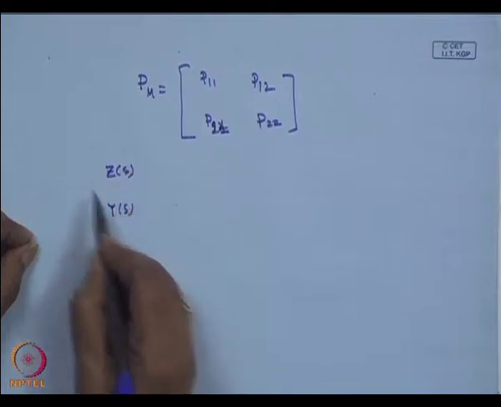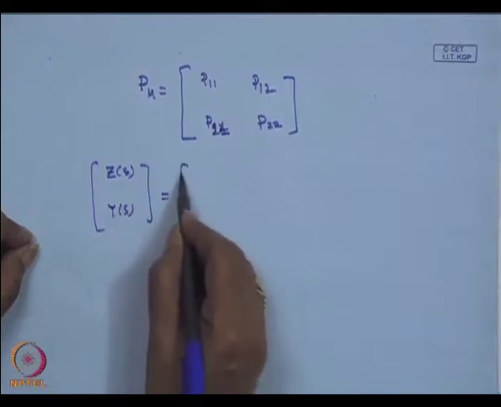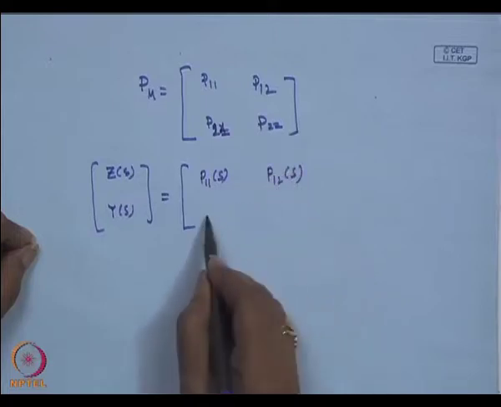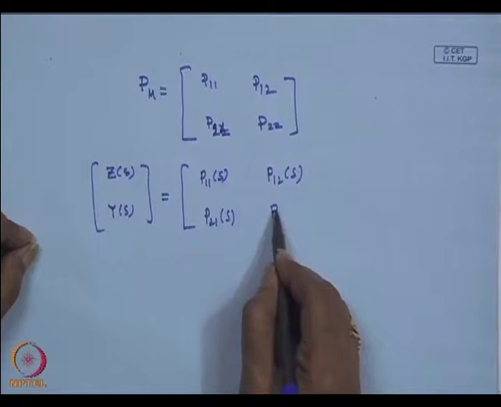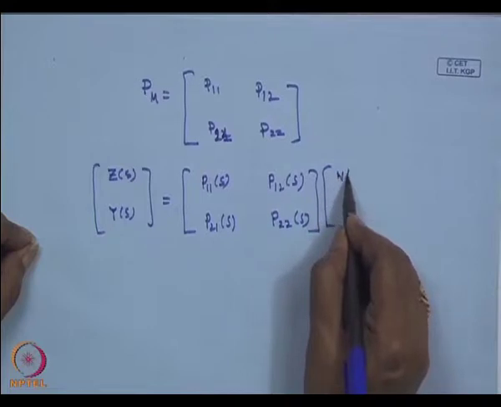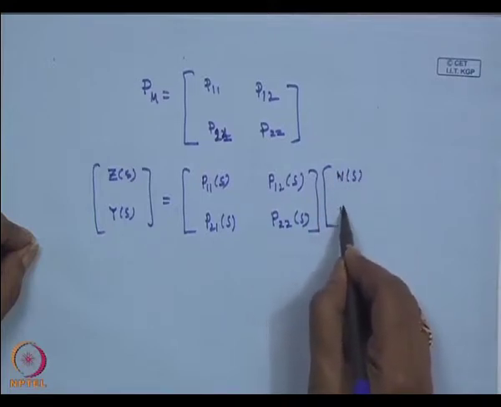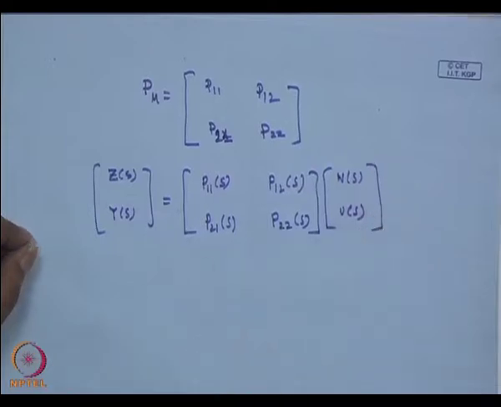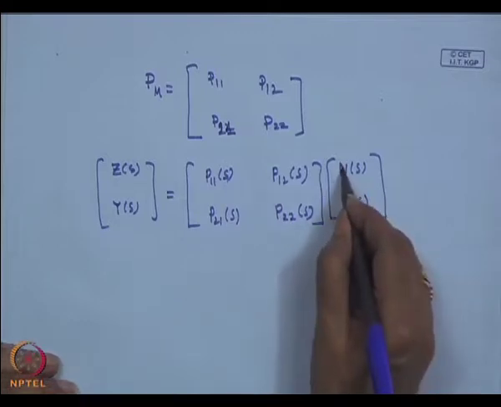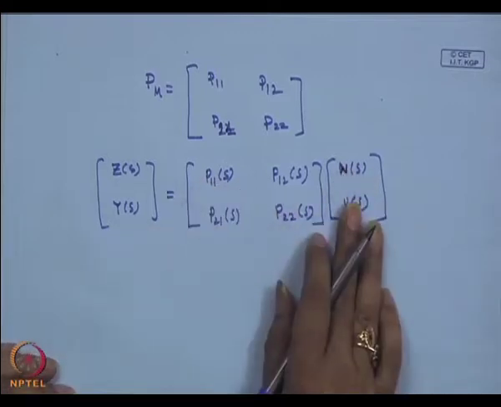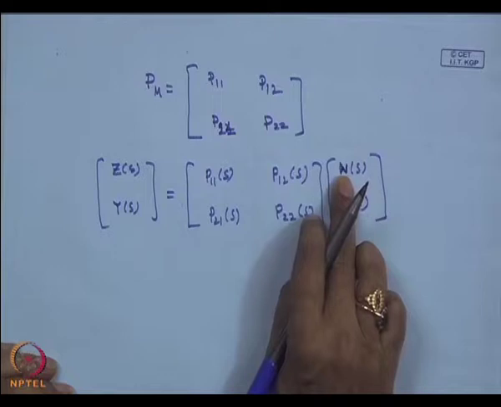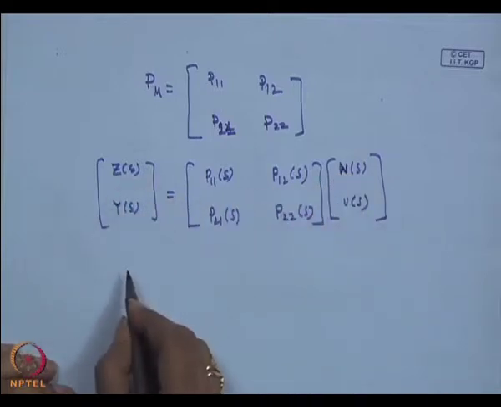Y of s is nothing but your P 11 of s, P 12 of s, P 21 of s, P 22 of s into the your input W of s and U of s. How, what is P 11 of s? Experimentally I can find out P 11 s. I do not excite with an input, okay? I give the excitation with this one. Then what will be the Z?